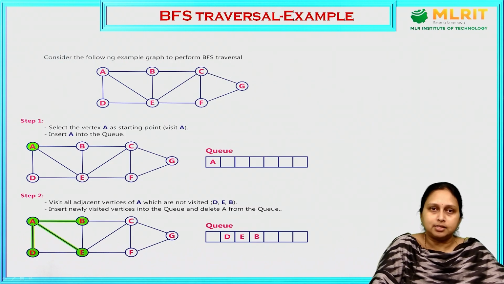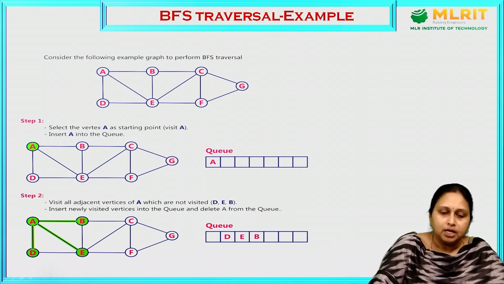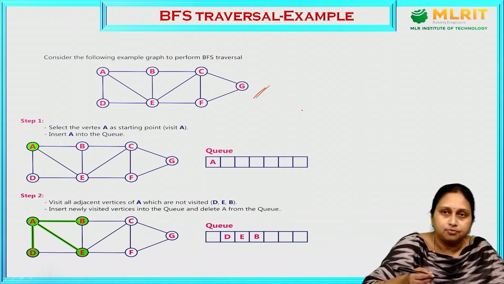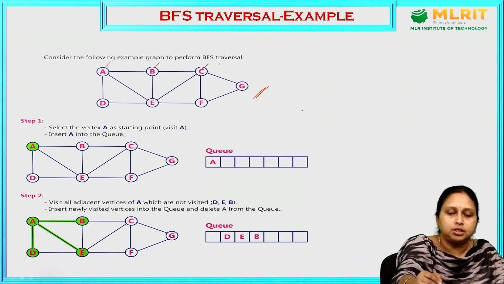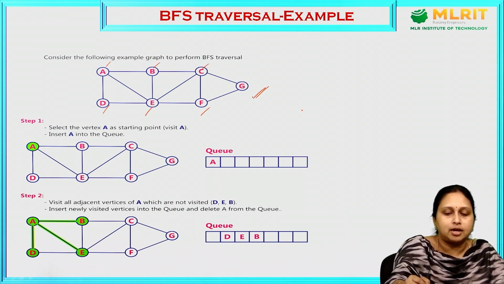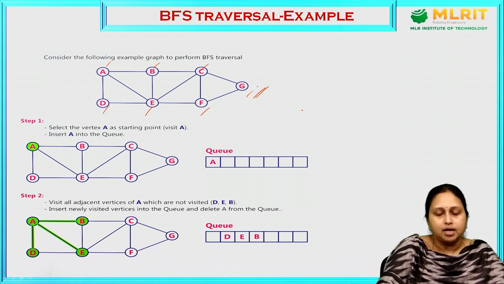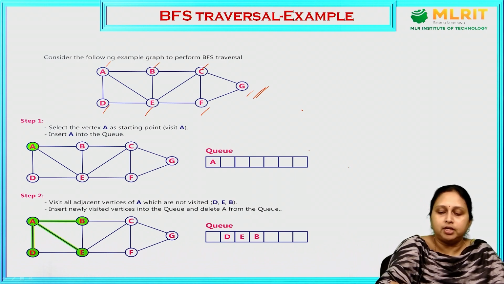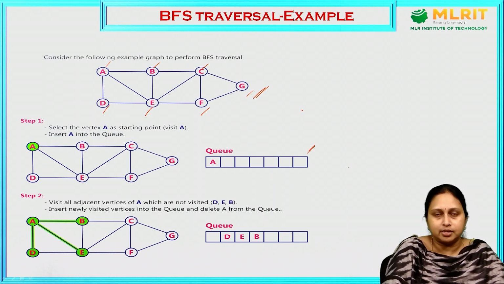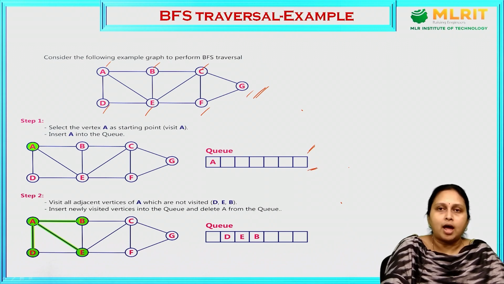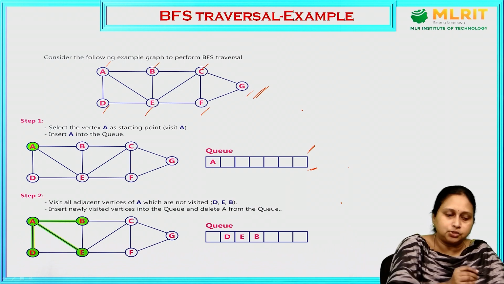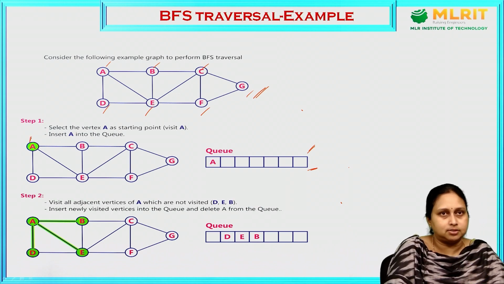Let us see an example of what we are going to do. This is a graph with a total of 1, 2, 3, 4, 5, 6 and 7 vertices. Now, what is the first step? We need to have a queue with a size of the number of vertices. That's why we have taken the size as 7. Now, I have selected the starting vertex as A. This is my starting vertex.